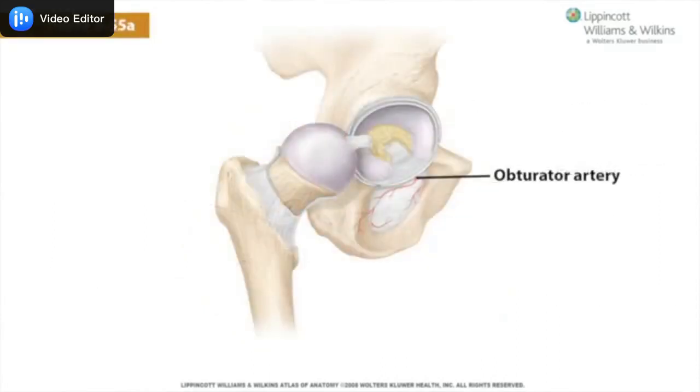The obturator artery travels along the lateral wall of the pelvis with the obturator nerve and vein. The obturator neurovascular bundle passes through the obturator canal, a pathway through the obturator internus and externus muscles, and the obturator membrane between them.